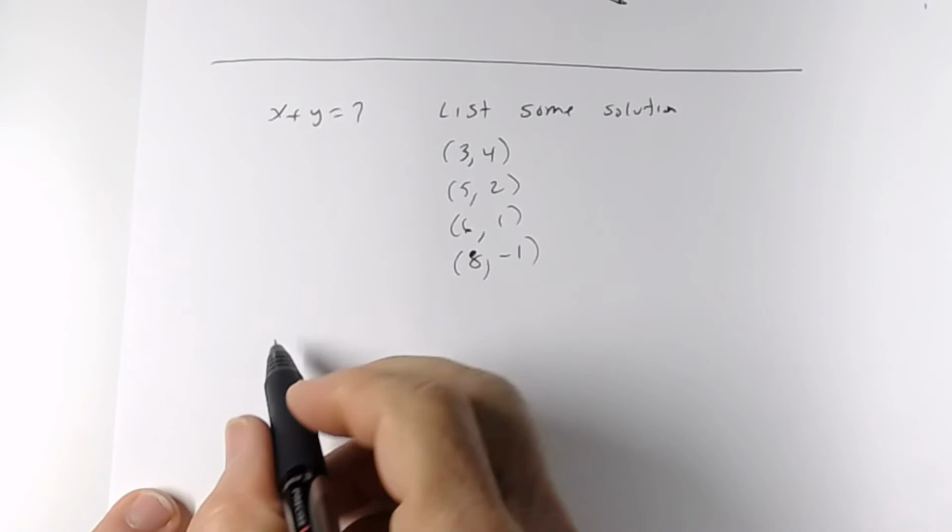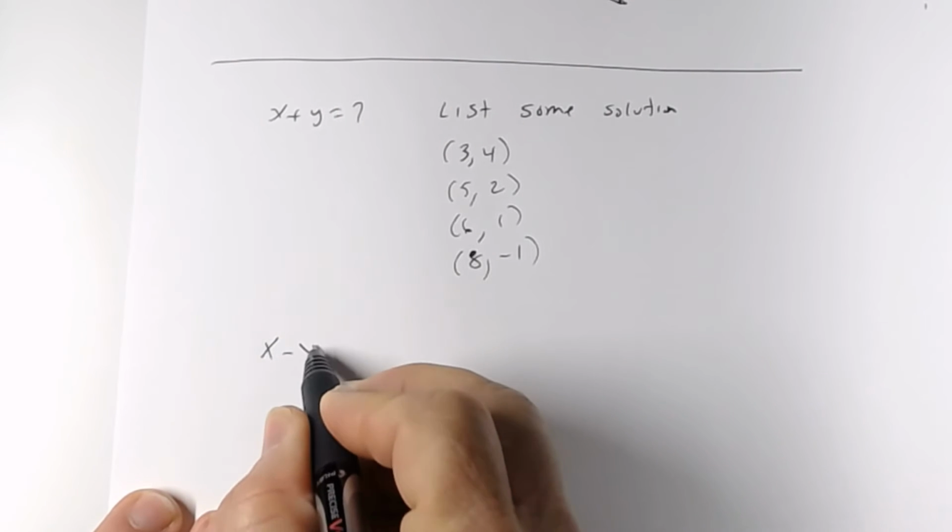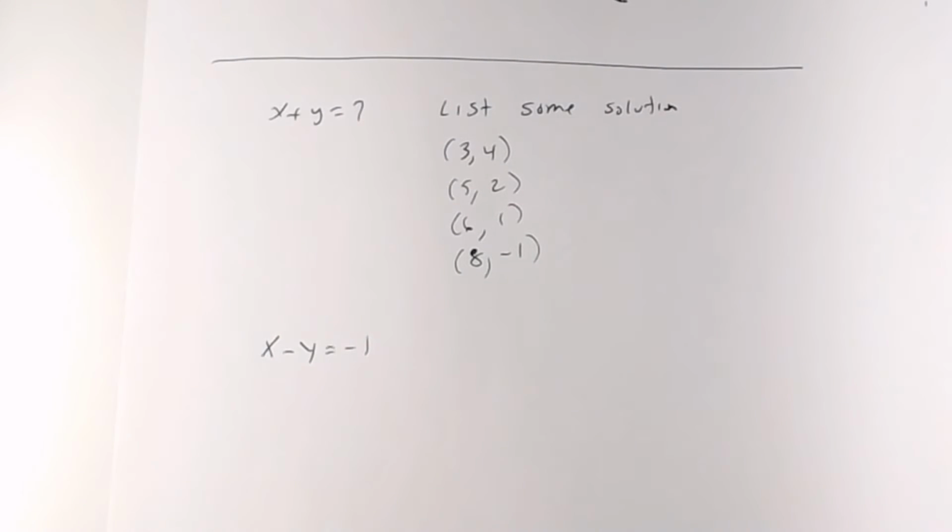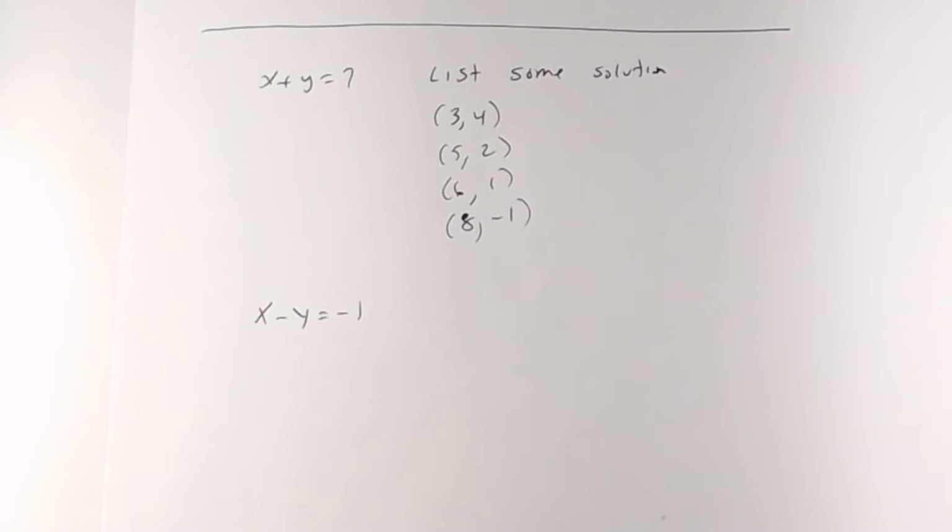Okay? Now what about this one? x minus y equals negative 1. Some of them are easy to get. I mean, there's an infinite number, but all of you can at least tell me one distinct solution from anybody else.